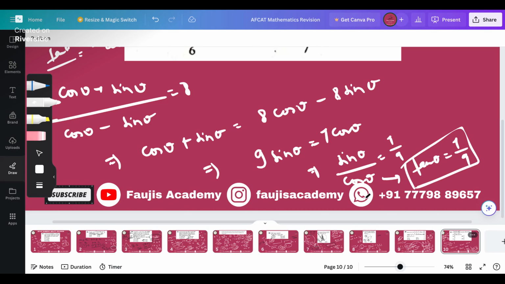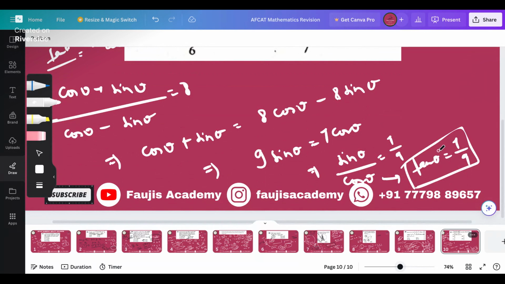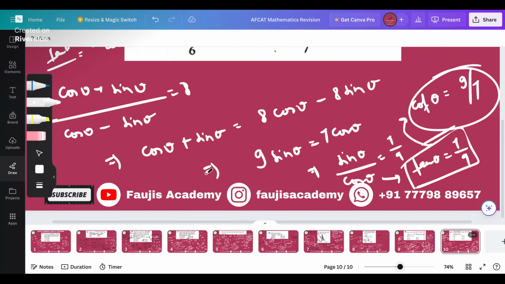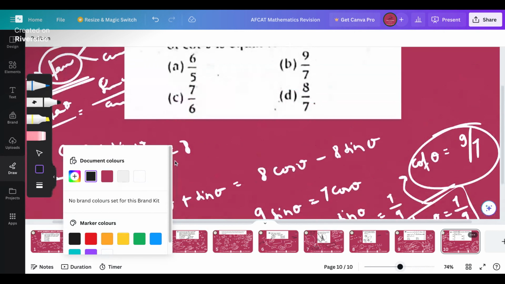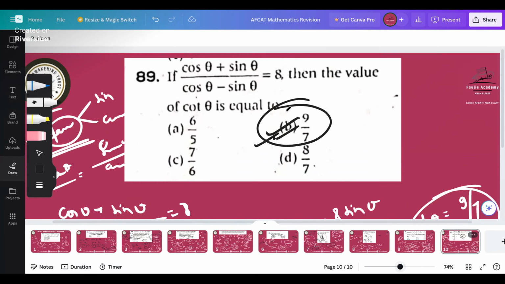Okay. Now we got the value in the tan theta form. What they have asked is cot theta. Tan theta is 7 by 9. So cot theta is how much? Just the reciprocal of it. That means 9 by 7 is your answer. Right, ladies and gentlemen, the answer to this question, cot theta, will be 9 by 7.